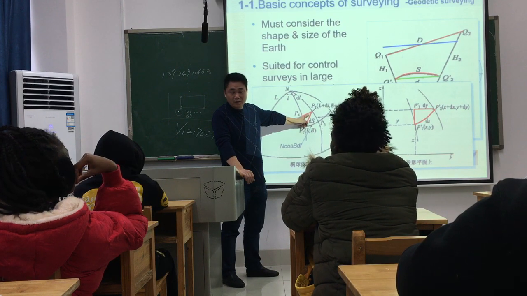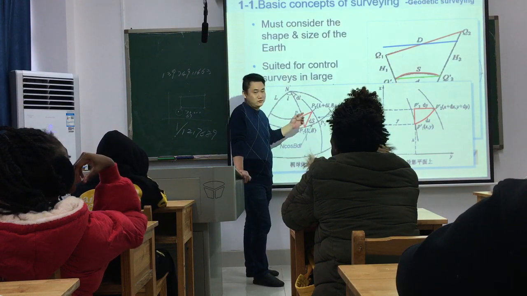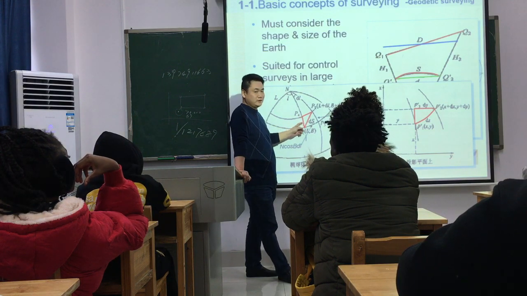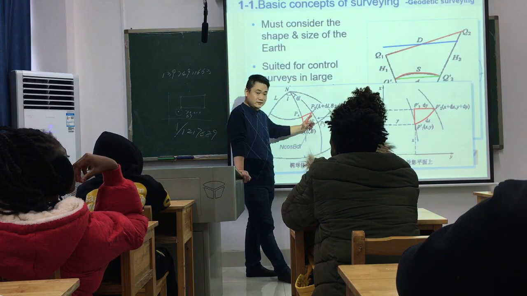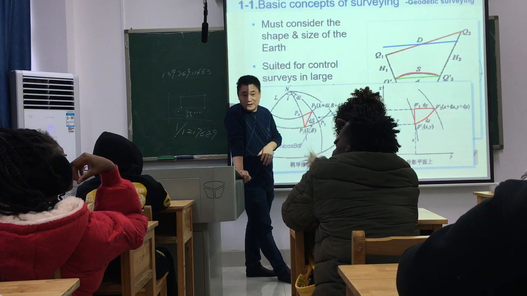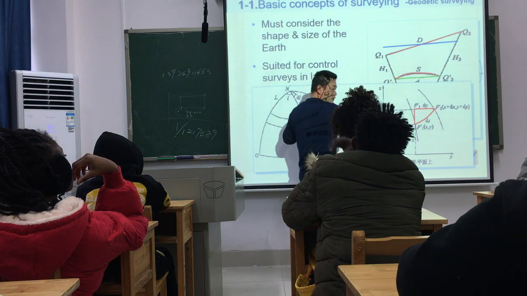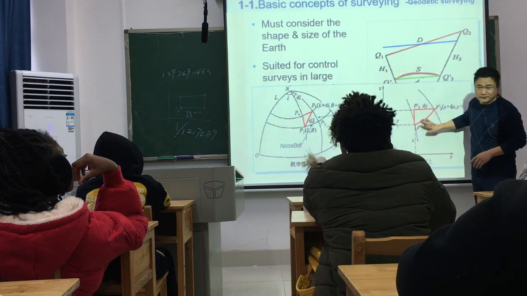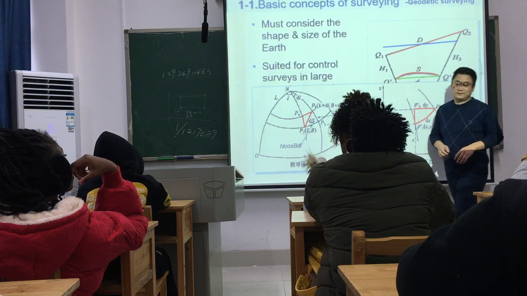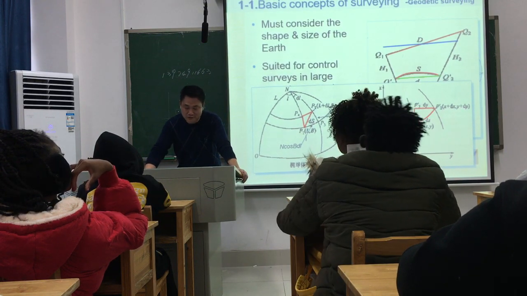180 degrees. Yeah? If we say on the plane surface, of course, the sum of them should be equal to 180 degrees. But if the surface is not a plane surface, it's a curved surface, so the sum of them is more than 180 degrees. Yeah? So we must do some calculation and then project the angle from the curved surface of the Earth to the plane surface. So we must do very complex computation and calculation. Yeah? So this is the difference between plane survey and geodetic survey.